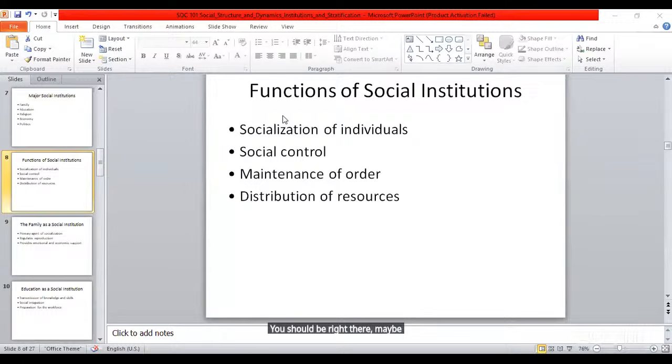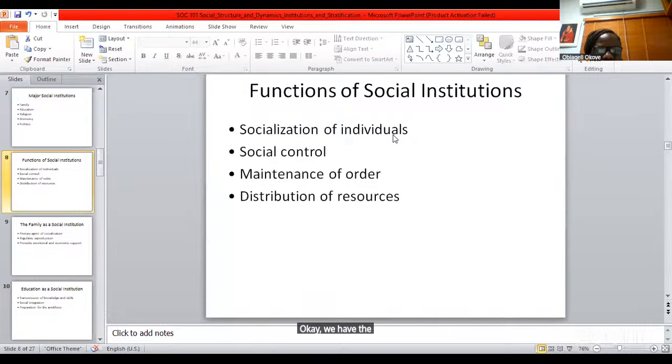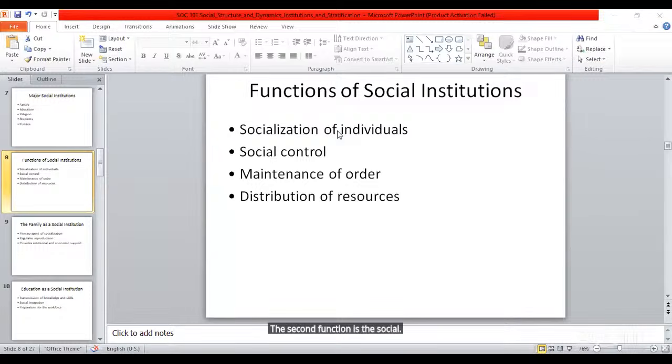So we're looking at the functions of social institutions. Can you hear me? Okay, we have the socialization of individuals. That's the first function. The second function has to do with how individuals relate among themselves in the society. Okay? The second function is social.